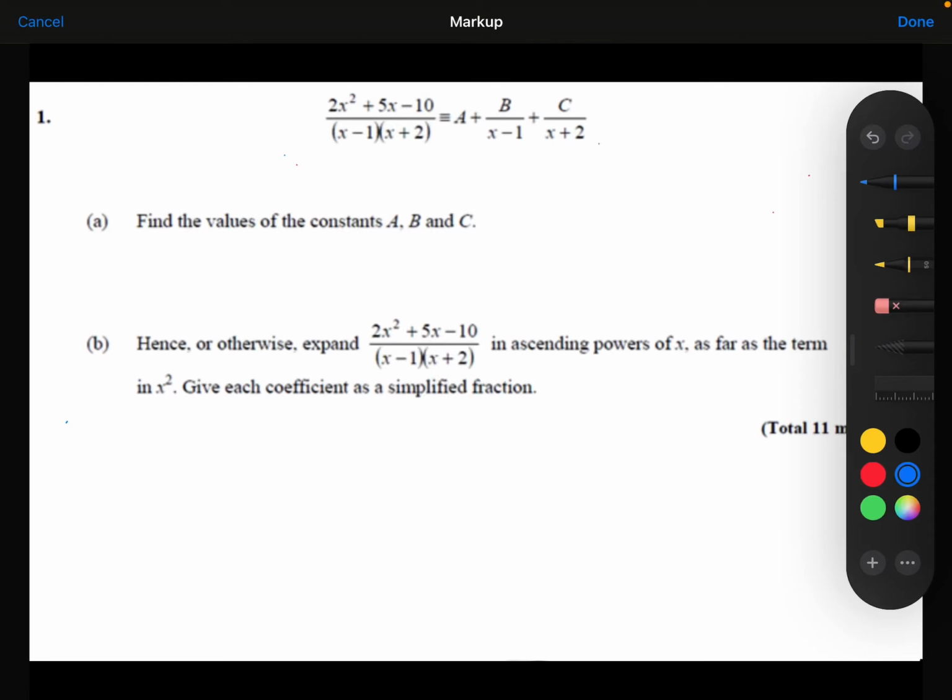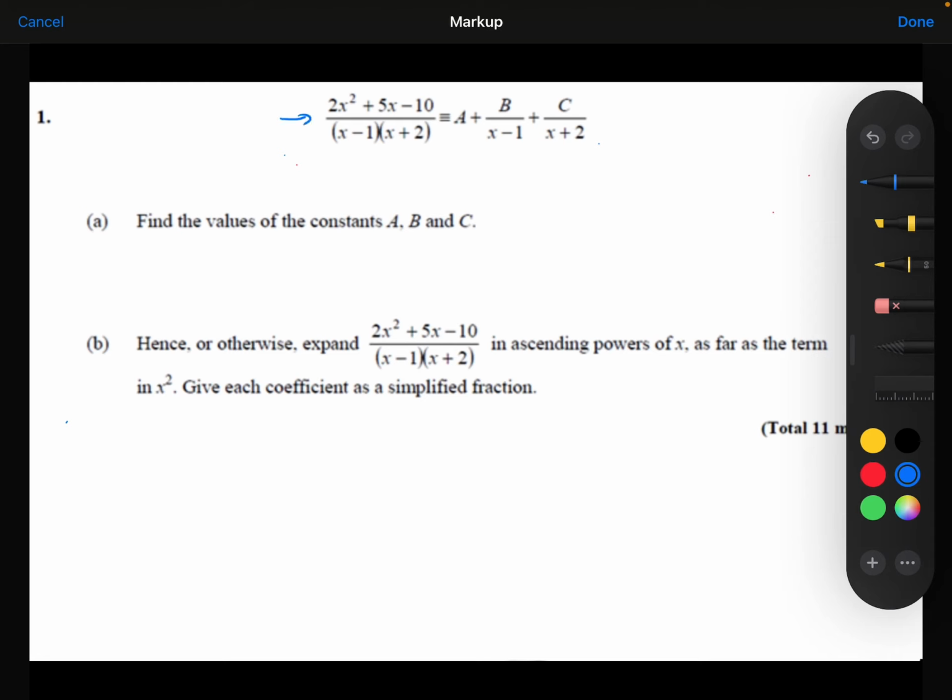(2x² + 5x − 10) / ((x − 1)(x + 2)) is identical to a + b/(x − 1) + c/(x + 2). We need to find the values of a, b and c. Notice that this is an improper fraction.